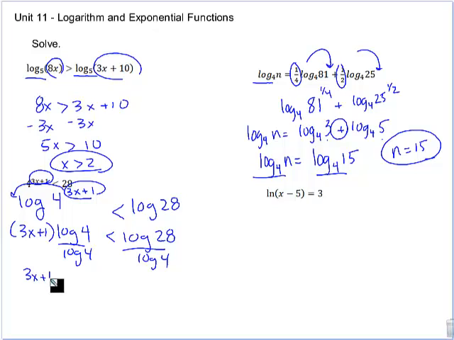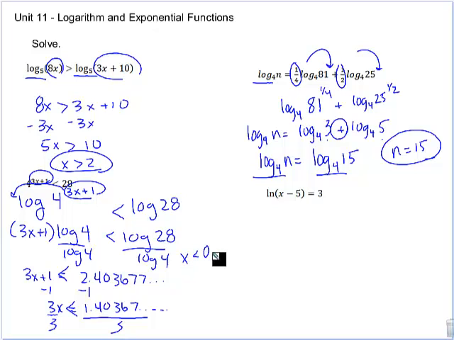So now we have 3x plus 1 is less than, well, if we figure out what the log of 28 divided by the log of 4 is, we get 2.403677, and on and on. So we would subtract 1 from that. So then we have 3x is less than 1.40367, and on and on and on. And then we can divide both of those by 3. So we then divide that by 3, and we have x is less than 0.4679.